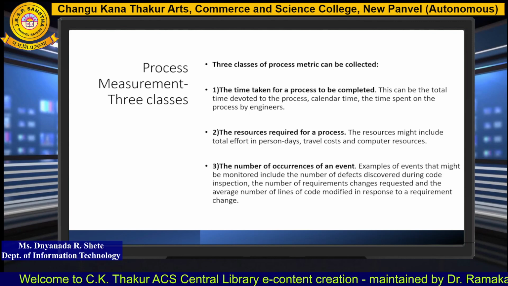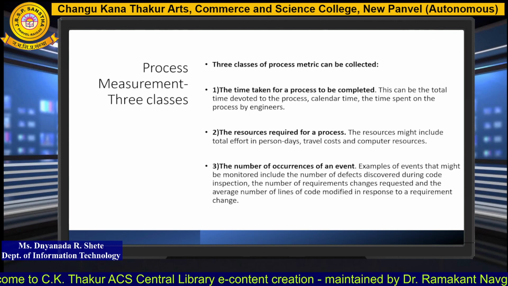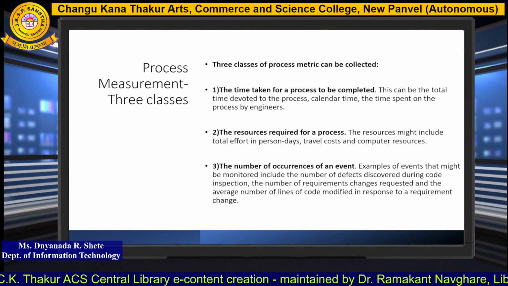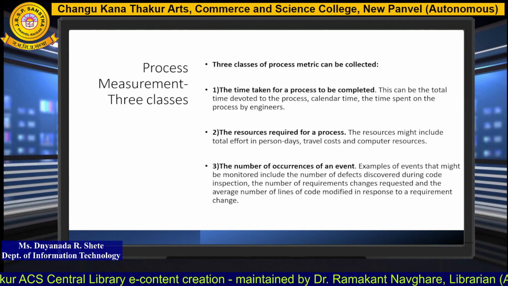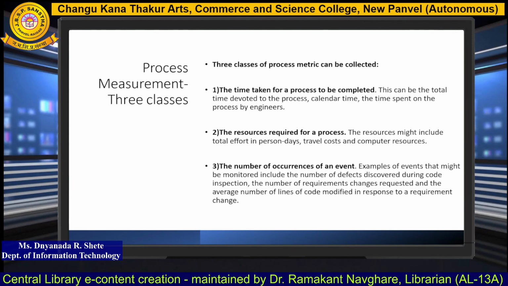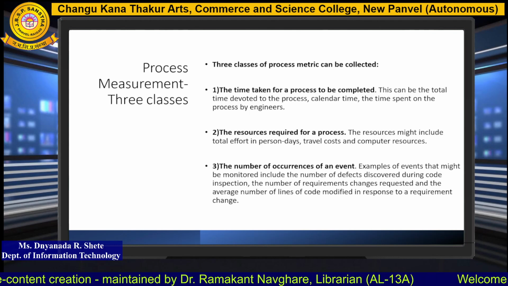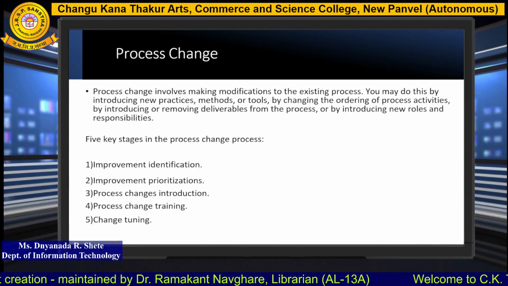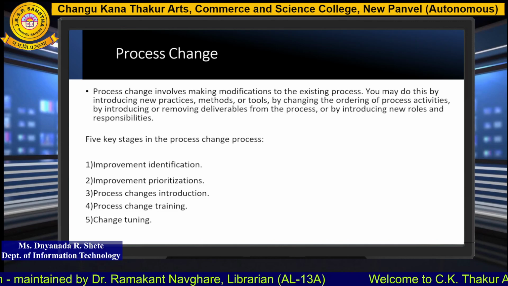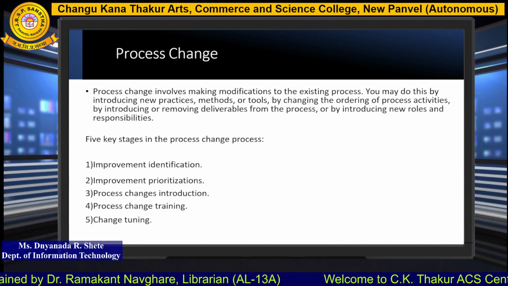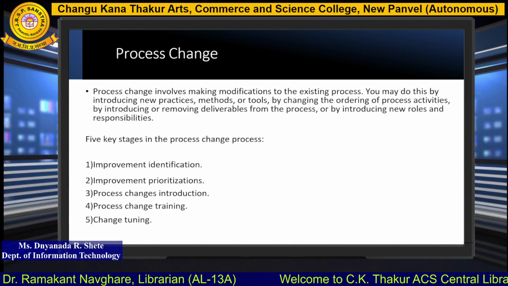The number of requirement changes requested and the average number of lines of code modified in response to the requirement change. So as per the requirement, the lines of code will always be modified. Okay, so next one is the process change. Process change involves making modifications to your existing process. So this is nothing but your process change.